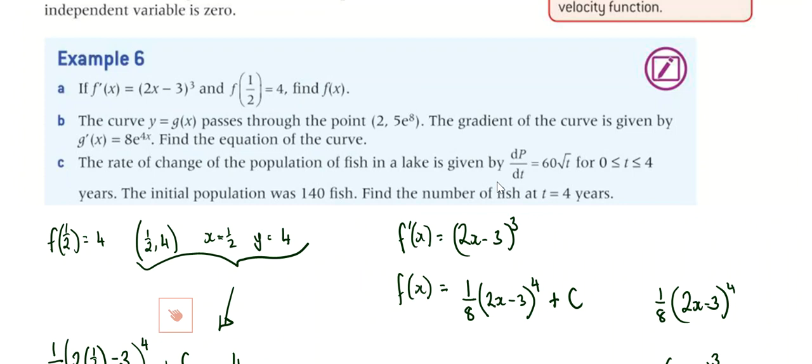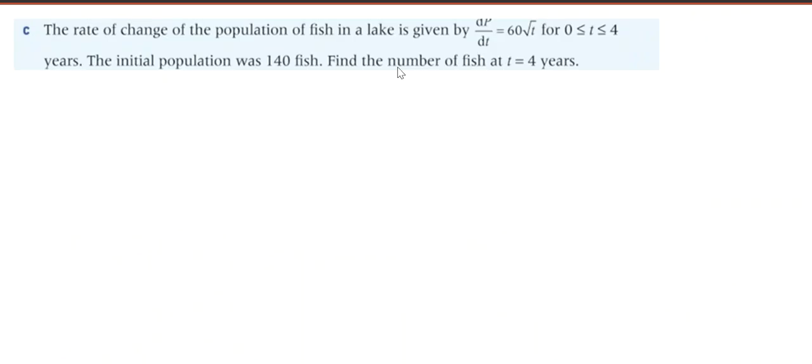So this seems like a bit of a completely different problem, right? It's not though, is it? Okay, so what can we draw from this information? So I've got dp dt is 60 root t. What would you do first? Make that a power. Yes. So that would be 60 t to the power of a half. Good, that's your first step.